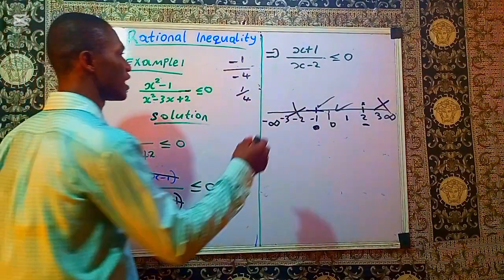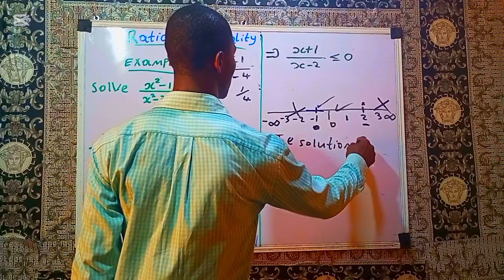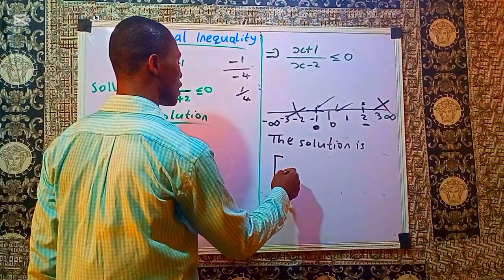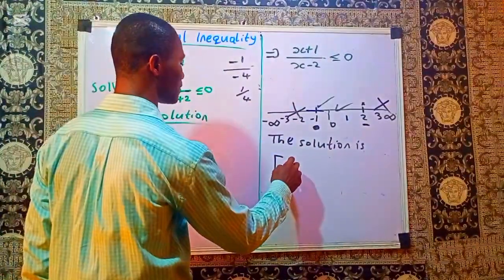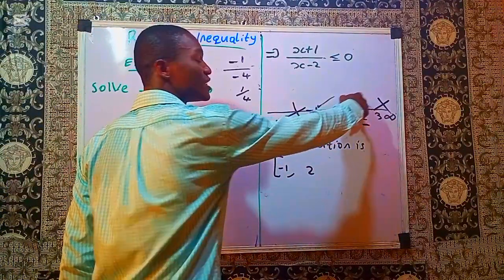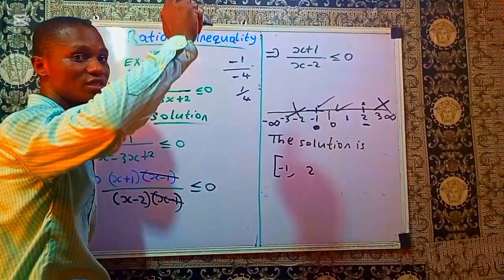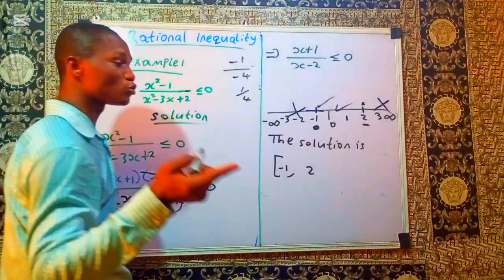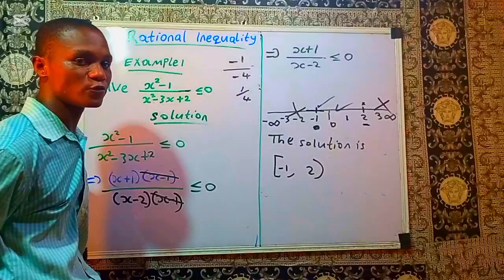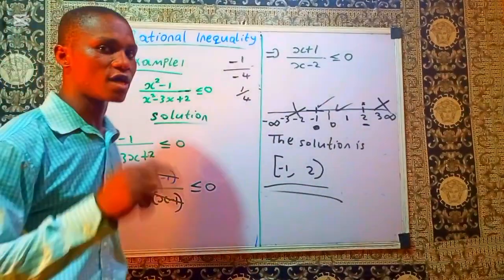So what is the answer now? The solution is, what we got is numbers starting from minus 1. Because it starts from minus 1, use a closed bracket: minus 1 comma 2. But 2 itself is not among them, because 2 will make the denominator 0, and the whole thing will go to infinity. Because 2 itself is not included, you use an open bracket at the side of 2. This gives you the solution to this rational inequality.